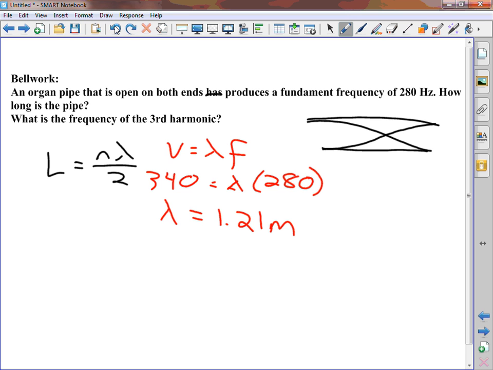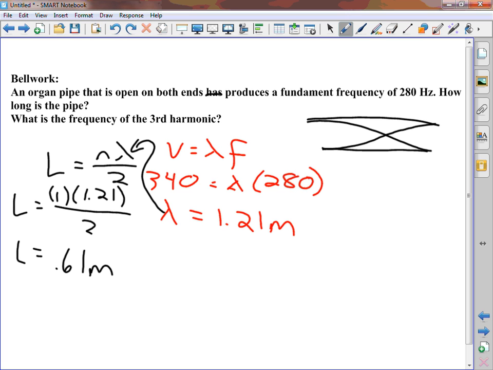Okay. So now I take this, plug it in, right? And solve. L equals 1 times 1.21 divided by 2. L equals what? 0.605. I get how many sig figs? 2, so 0.61. 0.61 meters.